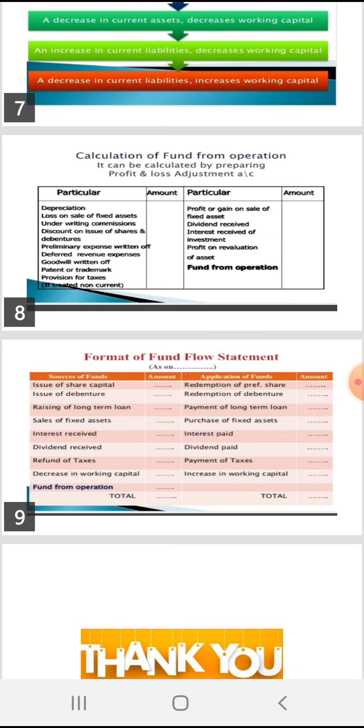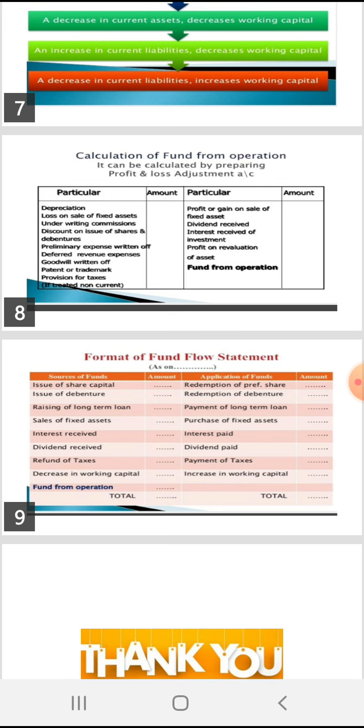Now the next is fund from operation. Before making the fund flow statement, we make fund from operation. The answers of the schedule of change in working capital and fund from operation are included in the fund flow statement. In fund from operation, or in other words, the adjusted profit and loss account, on the debit side, we include debentures, loss on sale of fixed assets, underwriting commission, discount on issue of shares or debentures, preliminary expenses written off, deferred revenue expenses, goodwill written off, patent, provision for taxation.